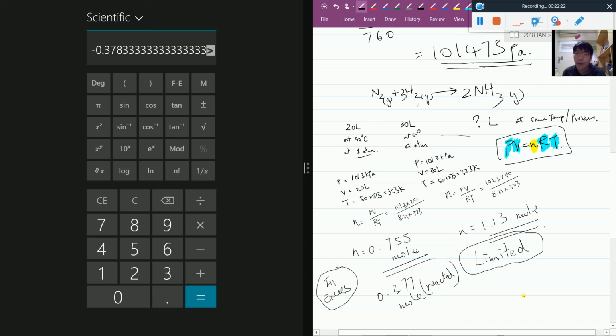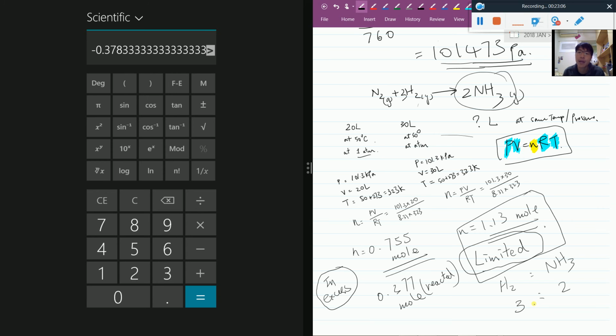Then the question is not saying how much you're going to react. The question is always asking you the product. How much product are you going to produce at the end of it? Then we know that if we do equations, always look at the limited reagent, then look at the ratio. The ratio between the hydrogen gas and the ammonia is the coefficient, which is a 3 to 2 ratio, always 1.5 times difference. Right? Hydrogen is 1.5 times more than ammonia, or ammonia is 1.5 times less.